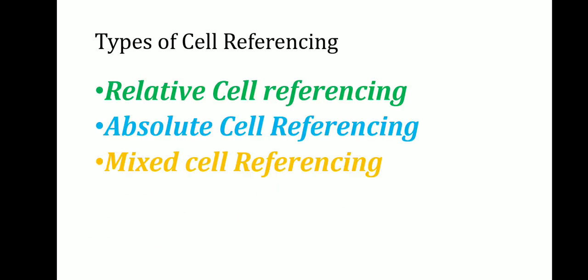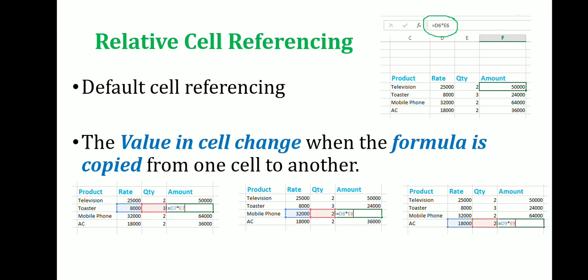Types of cell referencing: relative cell referencing, absolute cell referencing, and mixed cell referencing. The one I explained to you now is an example for relative cell referencing. It is actually the default cell referencing. The definition is, when you copy a formula, the value in the cell changes.